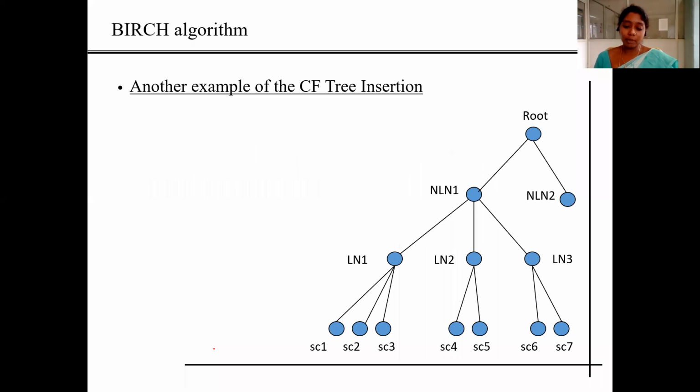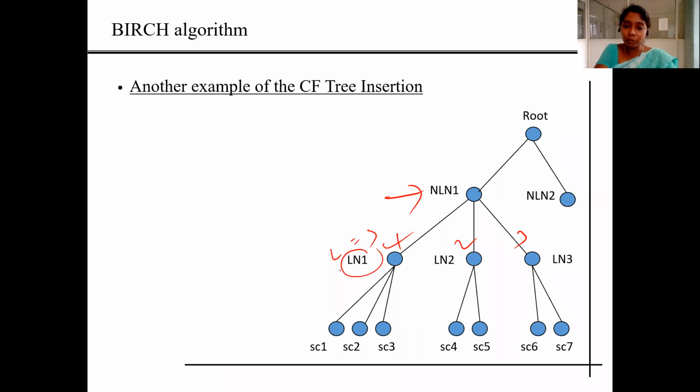So if you consider this example, let us assume that the branching factor and the L value are equal to 3. Branching factor equal to 3 means it allows a maximum of only 3 children. Here also the L value is equal to 3, which means it allows only 3 clusters for a leaf node.